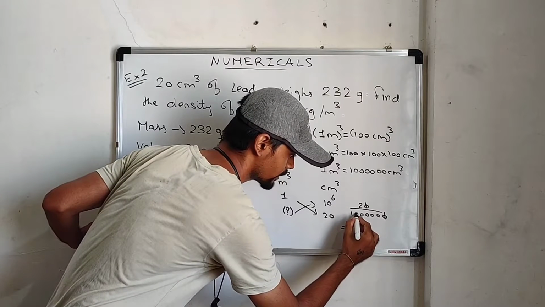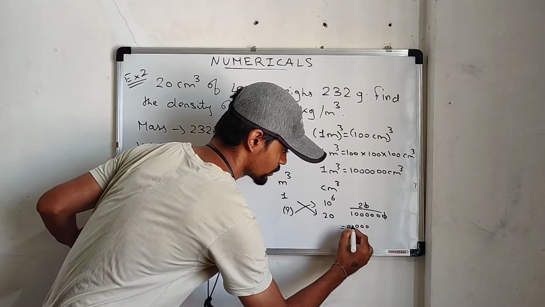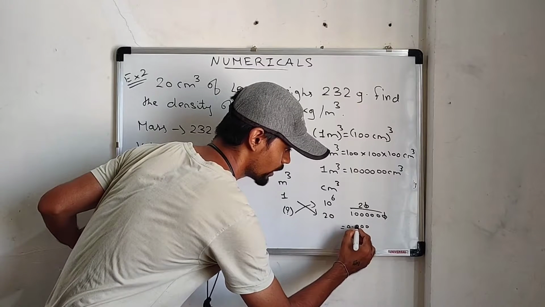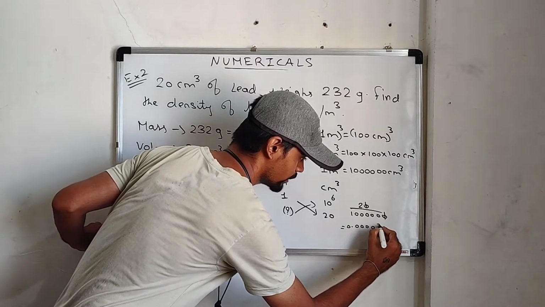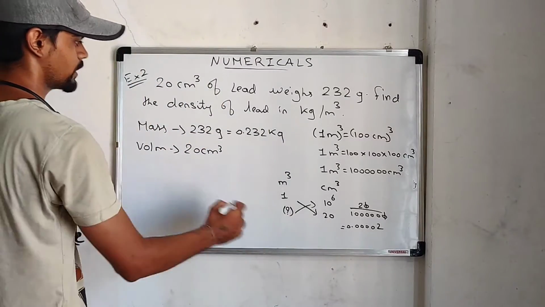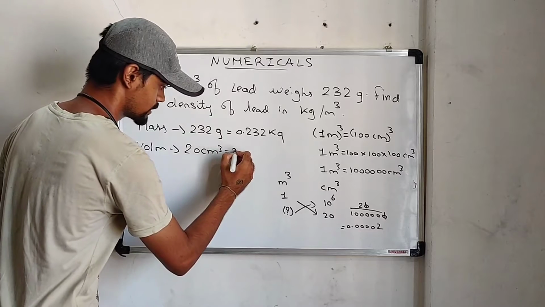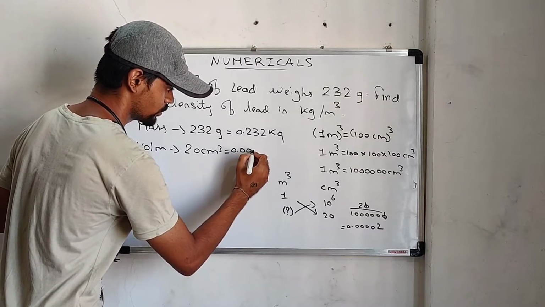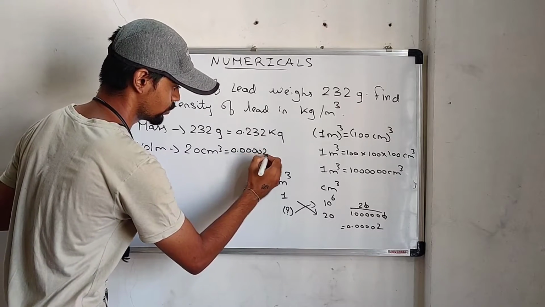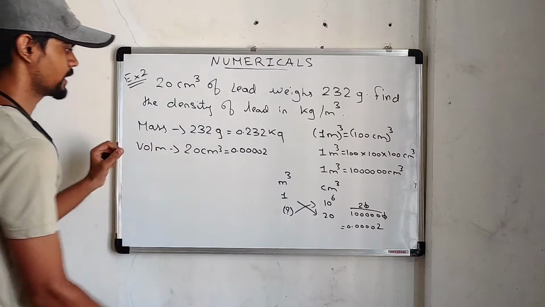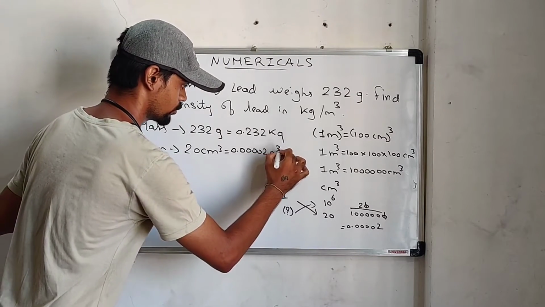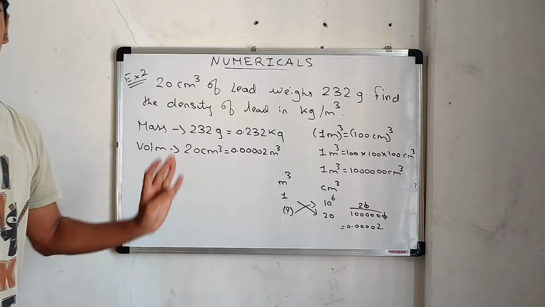0.000. How many zeros are there? 1, 2, 3, 4, 5. So after the decimal, how many digits should be there? 1, 2, 3, 4 and 2, that is 5. So here we have converted centimeter cube into meter cube, that is 0.00002. Okay, so that is meter cube. Now we can solve it.